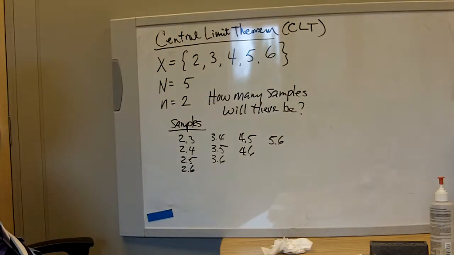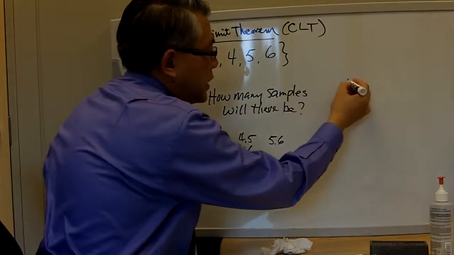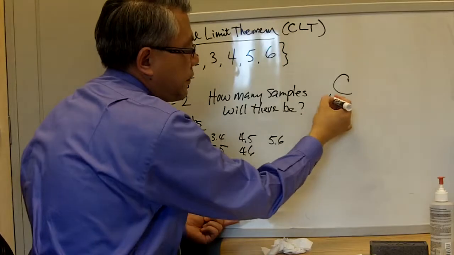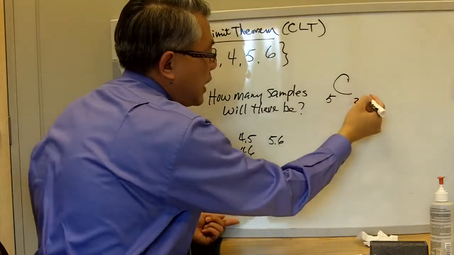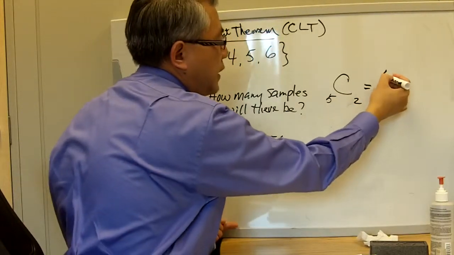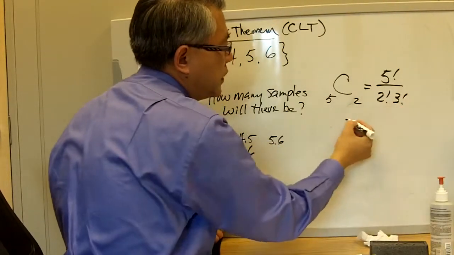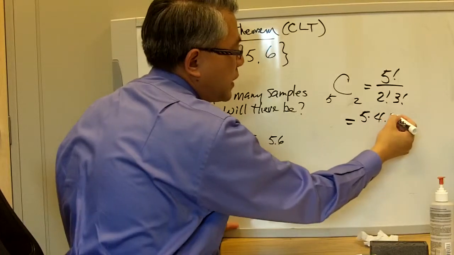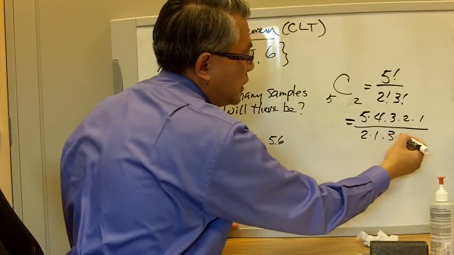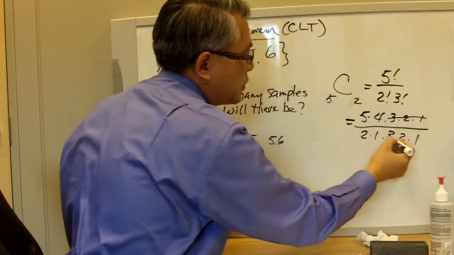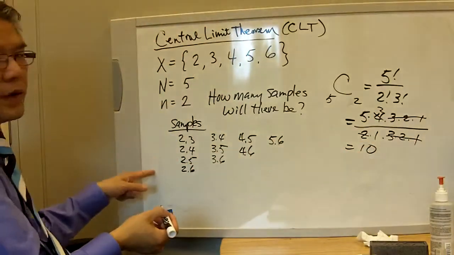In fact, because the order doesn't make a difference, this is the combination equation C5 2. We're taking 2 at a time, and the way to calculate that is 5 factorial divided by 2 factorial times 5 minus 2 factorial, which is 3 factorial. So that would be 5 times 4 times 3 times 2 times 1, divided by 2 times 1 times 3 times 2 times 1. We cross out the 3 factorial and the 2, and that would be 10, which explains why we have 10 here.